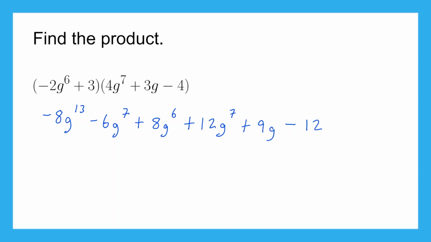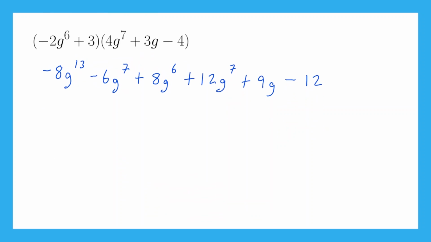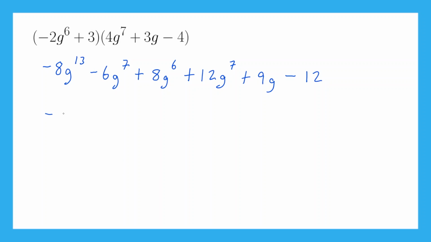So let's rewrite. Let's rewrite the negative 8g to the 13. We can move this up here now. So we still have negative 8g to the 13. And we also want to make sure that the exponents are in descending order so that we have standard form. So after the 13, we have exponents of 7. So the negative 6g to the 7th plus 12g to the 7th is like saying negative 6 plus 12. That will give us positive 6g to the 7th. So right here we have plus 6g to the 7th.